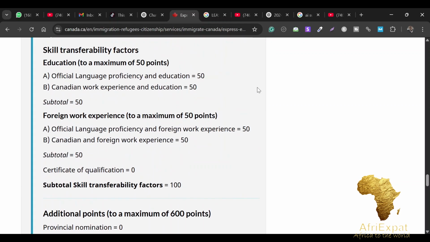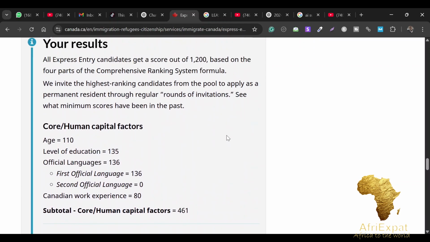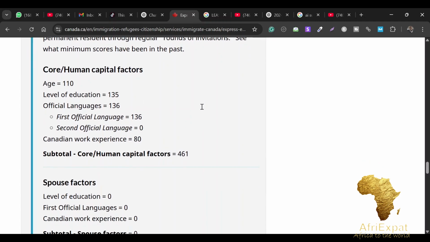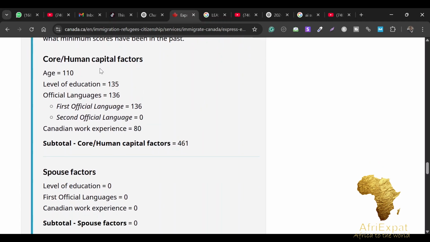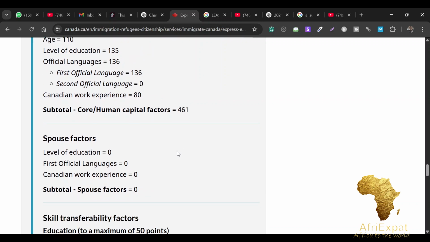By the way, if you check through where I had the highest points, it is from my human capital factors, which included my age. I chose the option that I'm 20-something years of age, and my level of education is high, master's, and then I maxed out my IELTS. So that is why my first official language here is giving me 136 points. The second language, which is French, I chose no, so I had 0 for that. My Canadian work experience, 80. So in total here I had 461.